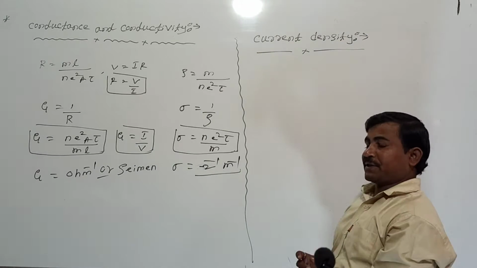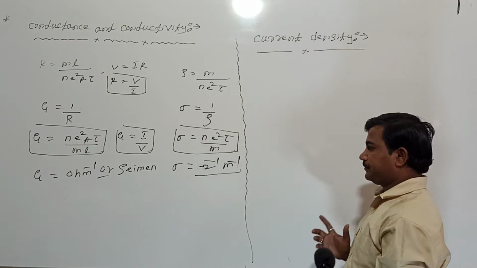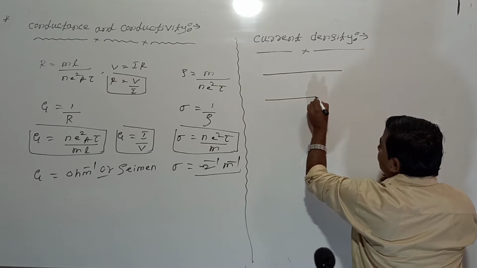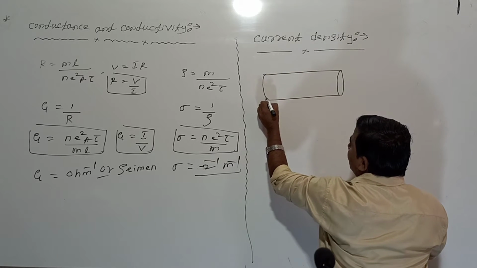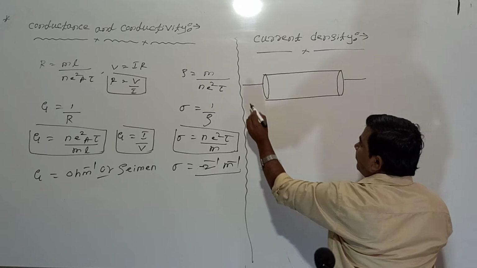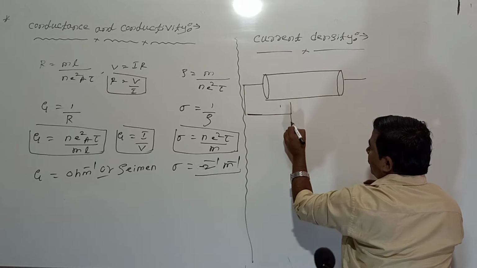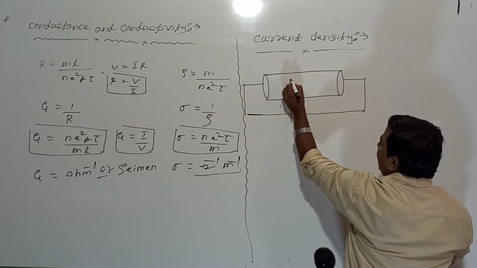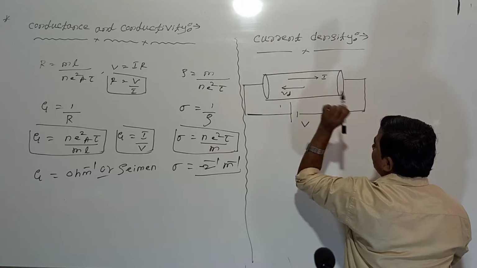How to understand this current density? To understand current density, now we will take a conductor. This is the conductor, right? When a potential difference is applied to this conductor, this much potential, an amount of current flows. This is the direction of drift velocity v.